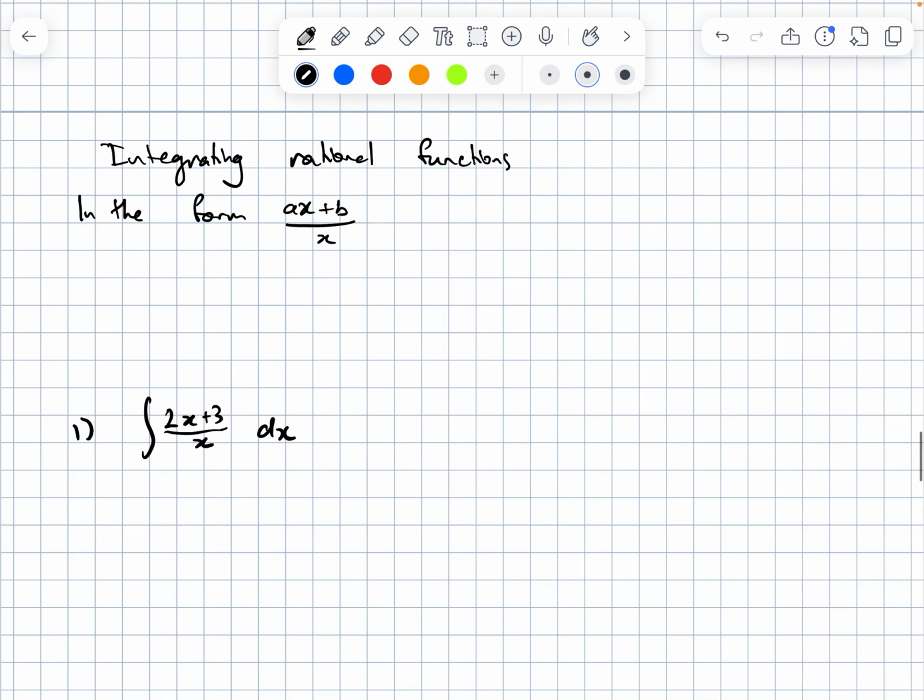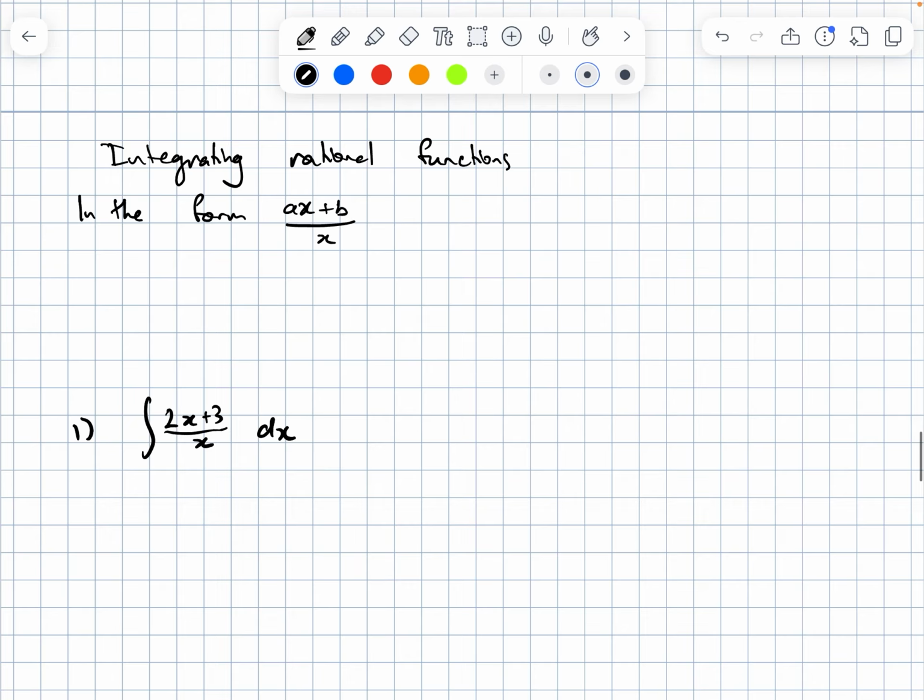A rational function is any function that is a fraction where there is a variable on both the numerator and denominator. In this video, we're going to be looking at cases where both those variables are linear only. So the first one we're looking at is in the form ax plus b over x.